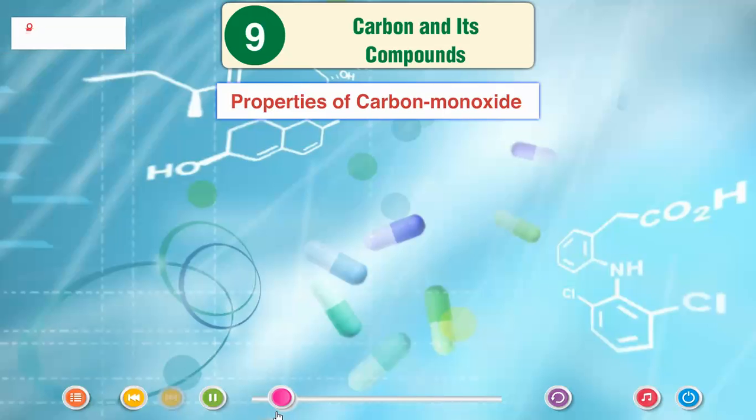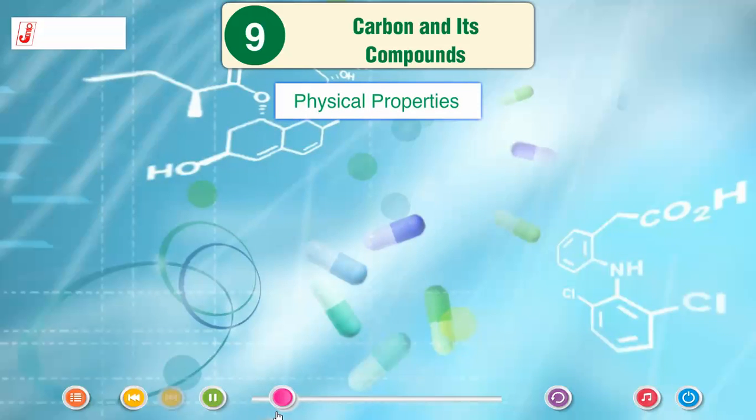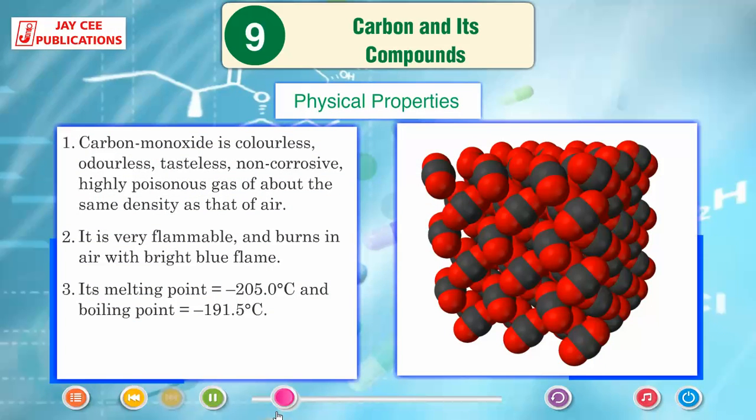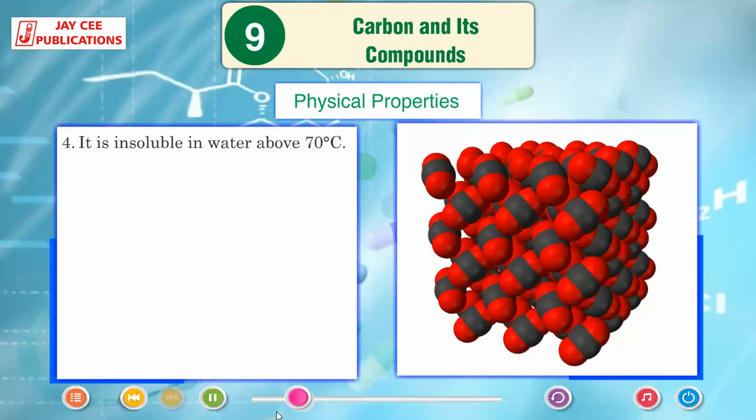Properties of carbon monoxide. Physical properties. Carbon monoxide is a colorless, odorless, tasteless, non-corrosive, highly poisonous gas of about the same density as that of air. It is very flammable and burns in air with a bright blue flame. Its melting point is minus 205.0 degrees centigrade and boiling point is minus 191.5 degrees centigrade. It is insoluble in water above 70 degrees centigrade.